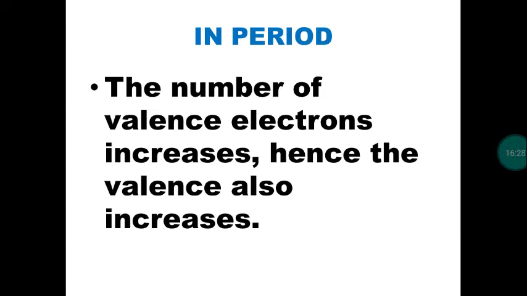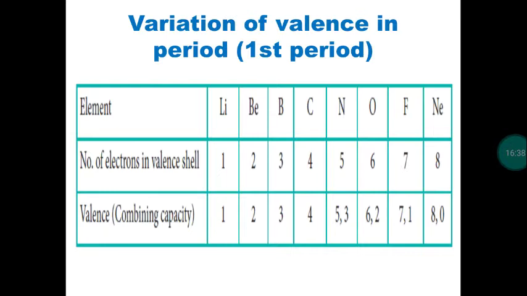Next, what is the variation of valency in a period? So as we know, left to right in a period, atomic number changes, right? So consider the second period, left to right, atomic number increases by 1. Lithium 3, beryllium 4, boron 5, like that. Atomic number is increased by 1. So atomic number increases means the number of electrons in the outermost shell increases. So lithium has only 1 electron in the outermost shell. Beryllium has 2 electrons in the outermost shell.